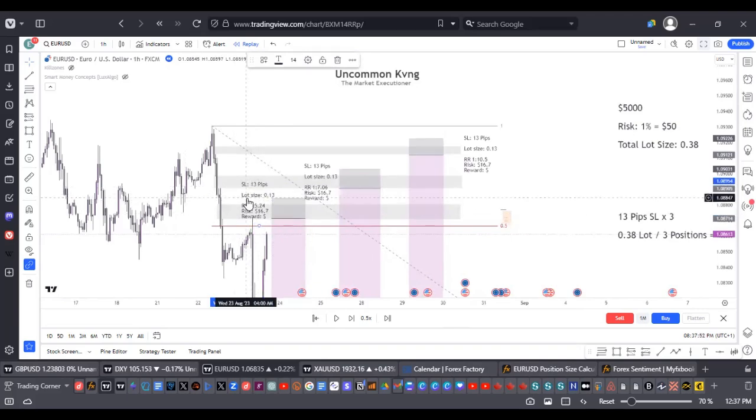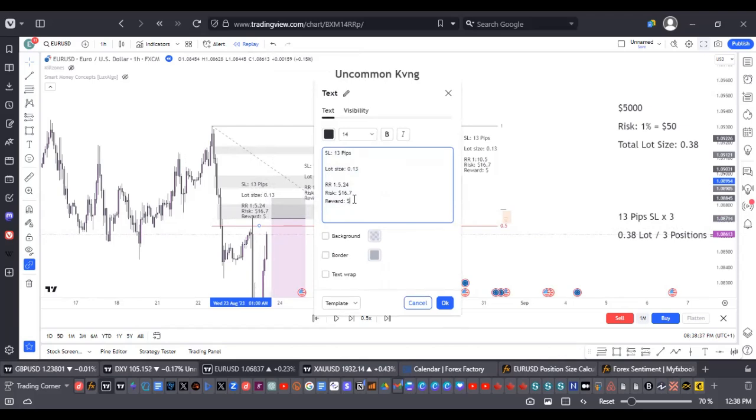Okay. So now here we can see that for this first position, our SL is 13 pips. I mean, we're using 0.13 lot size for this particular position, right? And our risk to reward is 1 to 5.24, meaning that we're going to risk $16.7 to get... Now let's know how much we're going to get if price goes our way. So we're going to say $16.7 times the reward, 5.24, times 5. That will give us $88.